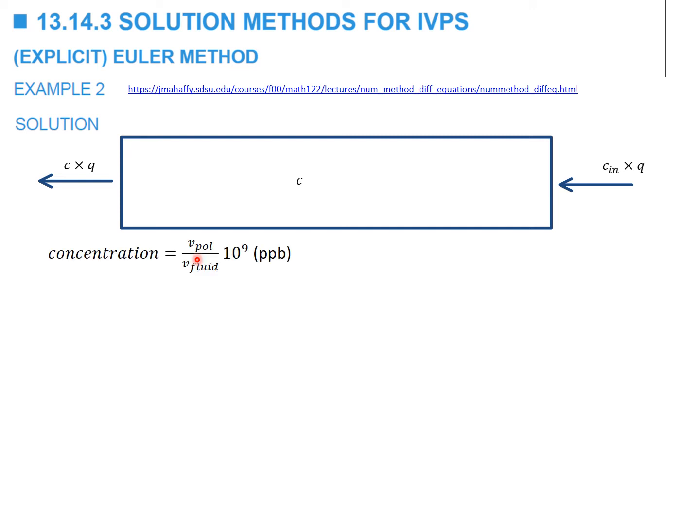First, let's think of the term concentration. The concentration here is given in parts per billion. The concentration is a unitless quantity, so we're assuming that it's equal to the volume of the pollutant, and here I'm using POL to represent pollutant, divided by the volume of fluid, and it's parts per billion, so it means it's times 10 to the power 9.